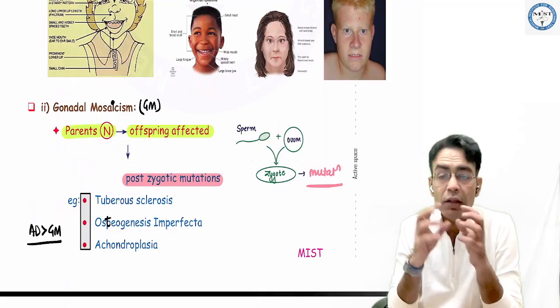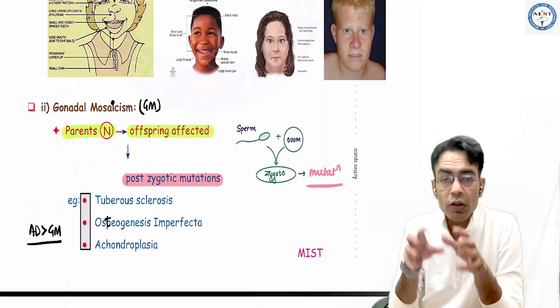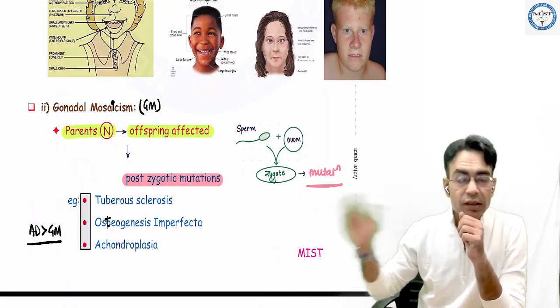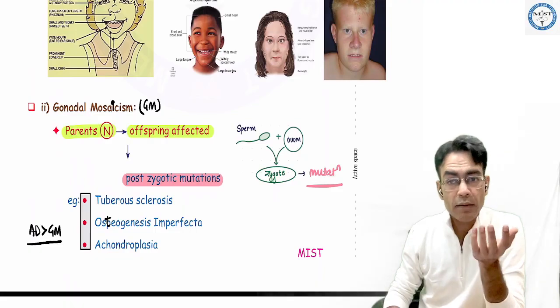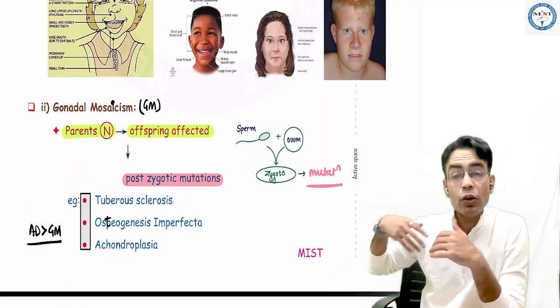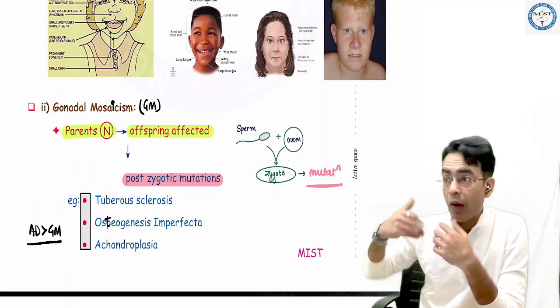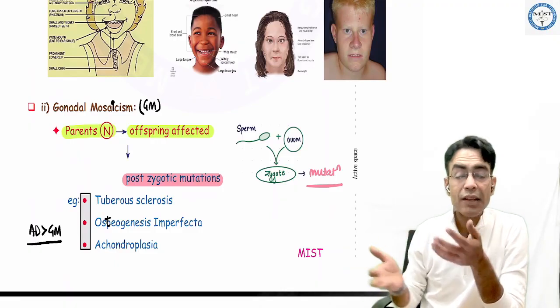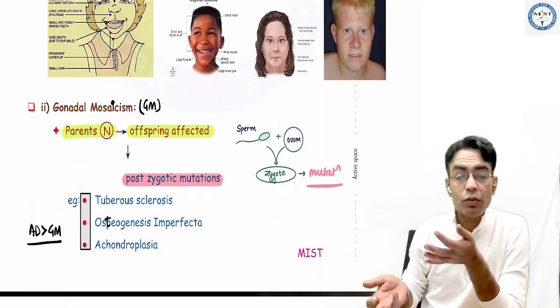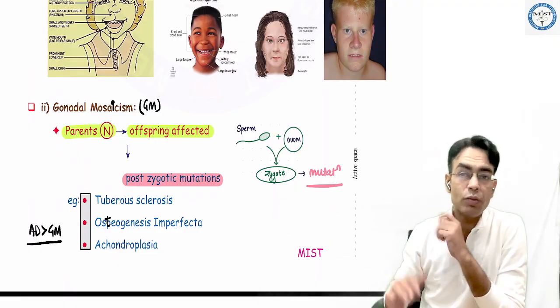Second, gonadal mosaicism. Parents are absolutely normal, offspring affected because of post-zygotic mutations. These are the diseases which show gonadal mosaicism, but these diseases can also be transmitted in a patient via the autosomal dominant way. So if somebody asks you whether these diseases are more commonly autosomal dominant or gonadal mosaicism, the answer is autosomal dominant.